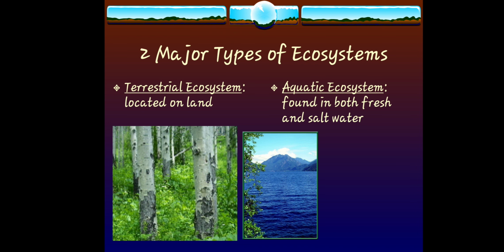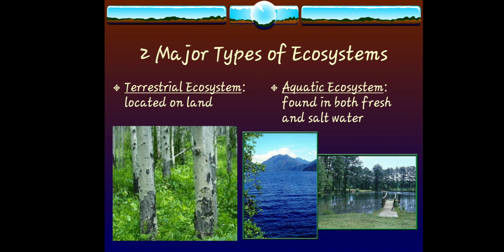Okay? Let's proceed. So there are two major parts of ecosystem. We have terrestrial ecosystem, which is located on land, and aquatic ecosystem, found in both fresh and salt water. So these are the two major types of ecosystem, from terrestrial to aquatic. From the term itself, you can eventually identify na terrestrial, when we say terrestrial, it is located on land. When we say aquatic, it is related to water. Okay, these are the two major types of ecosystem.